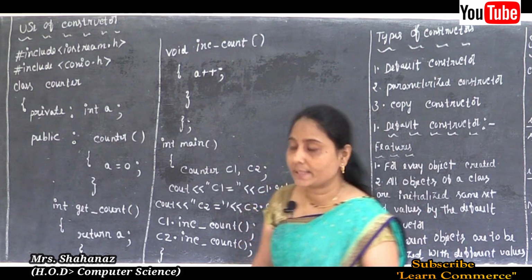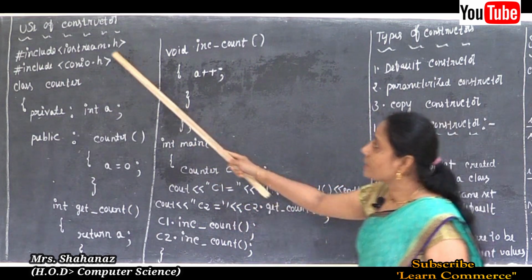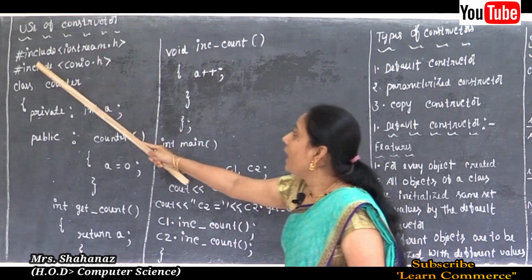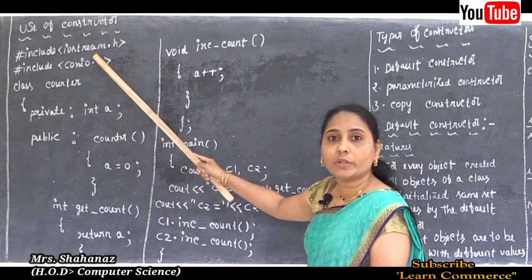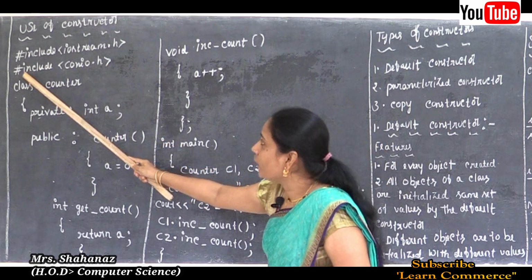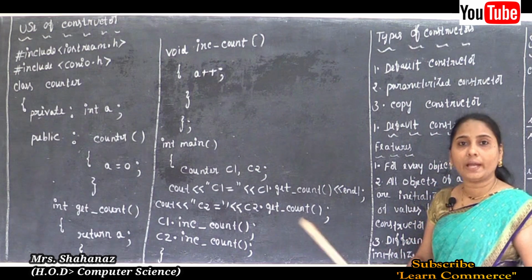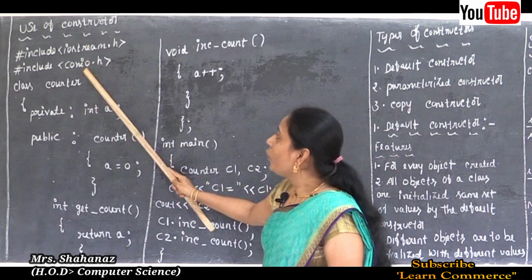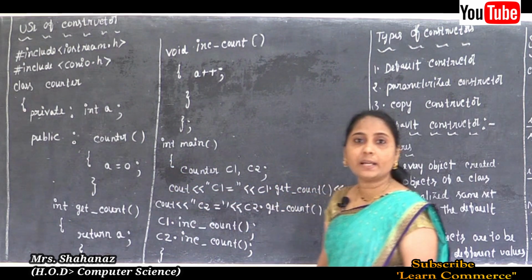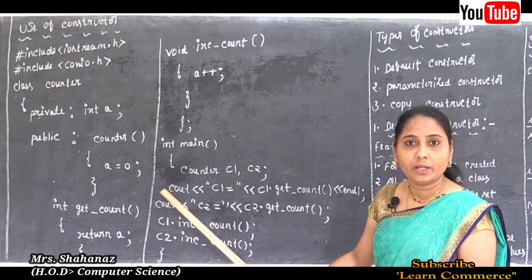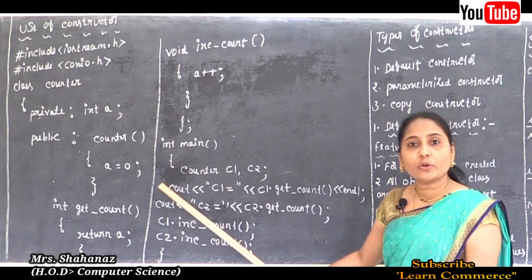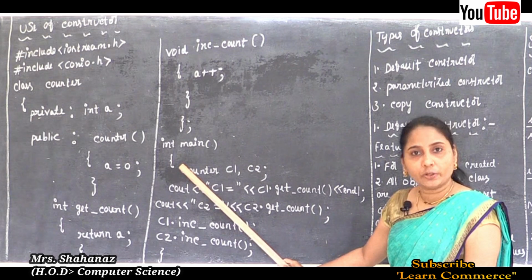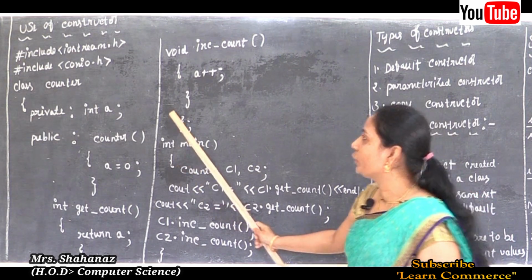In our example, the first thing we are going to start with is the header files: hash include iostream.h, and the second header file, hash include conio.h. The iostream is for input and output, conio is for clrscr to clear the screen, and maybe when you are going to use endl or anything, then we use the header file hash include iomanip.h.